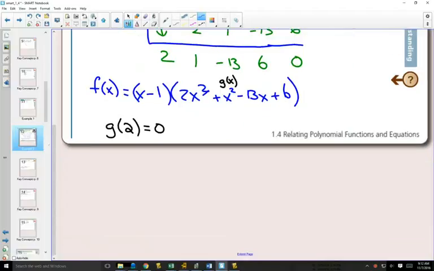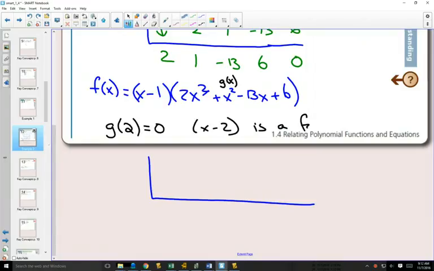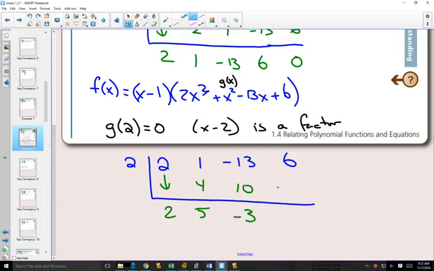So it might take a little bit of time before you find out that g of 2 is equal to 0. And then once you have that g of 2 is equal to 0, that means that x minus 2 is a factor. And so if we put the values of g of x, 2, 1, -13, 6, and put a 2 outside and do our synthetic division, we can now write our division statement for f of x.